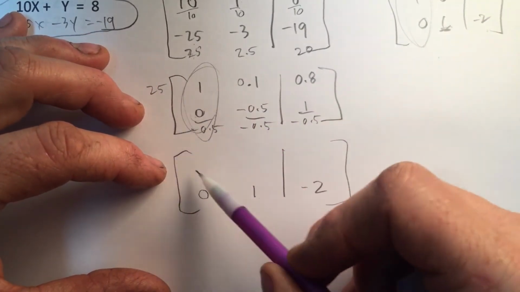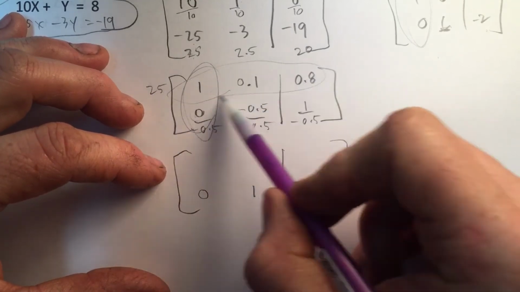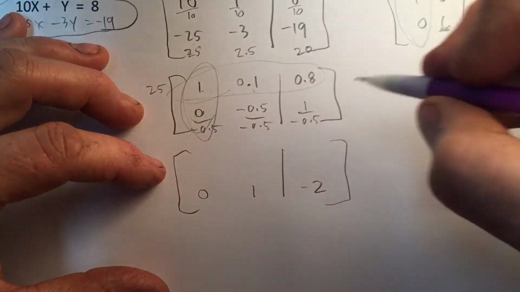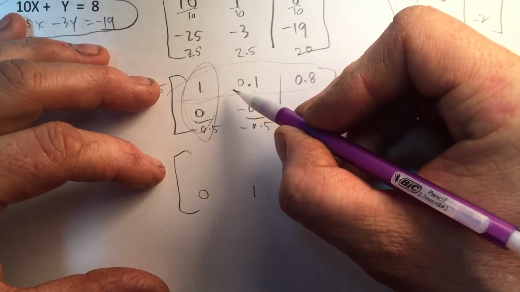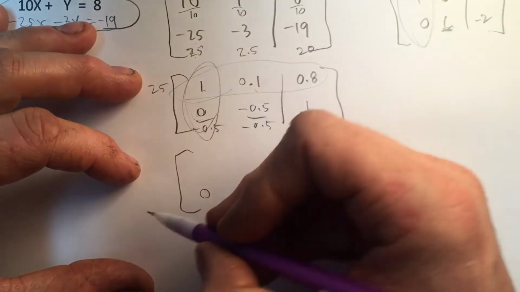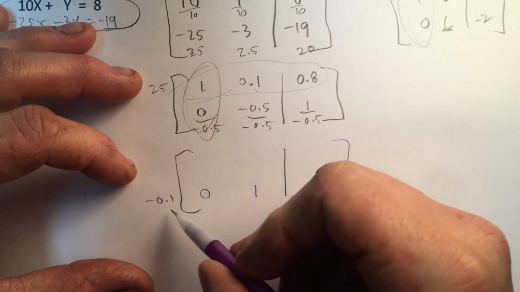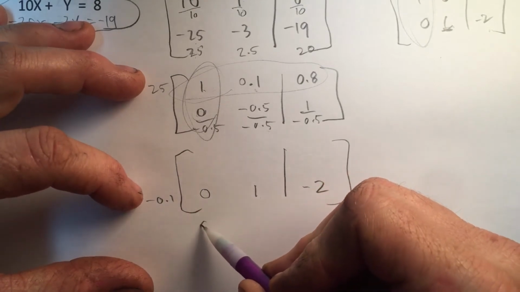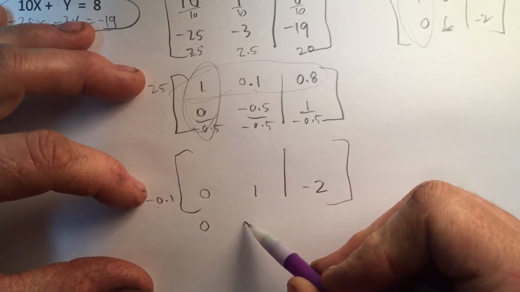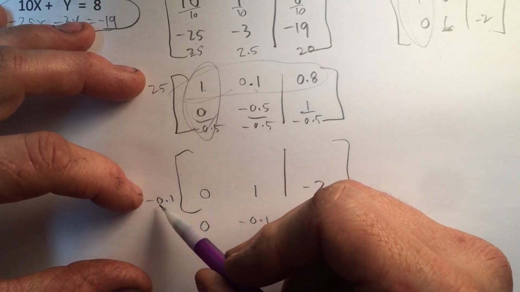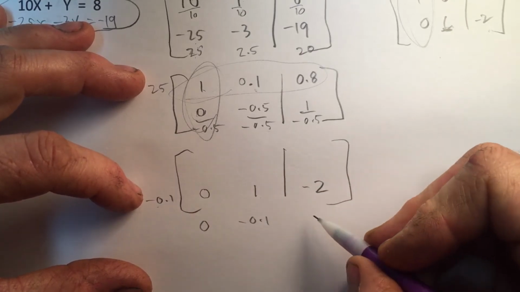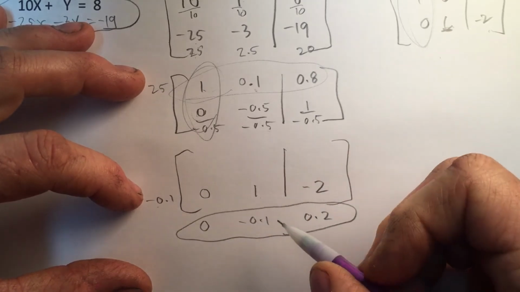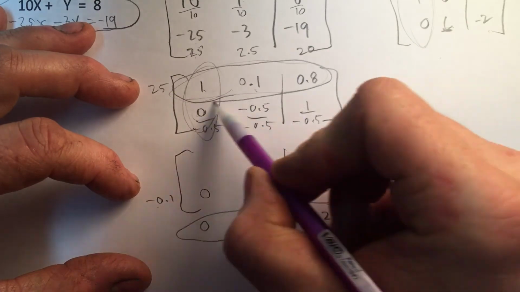All right, now on this top row, I need to get my top row in. Well, my top row right here, I got the 1, but this needs to be a 0. So what I need to add to this is a negative 0.1. So I'll come down here, and I'm going to times this whole row by negative 0.1. Negative 0.1 times 0 is 0. Negative 0.1 times 1 is negative 0.1. And negative 0.1 times negative 2 would be positive 0.2. And I will take this, and I'm going to add it to my row here.